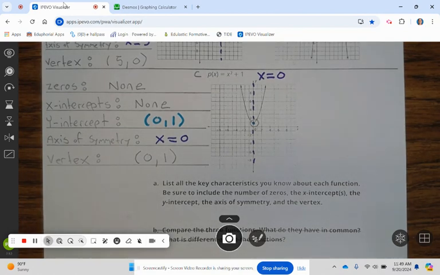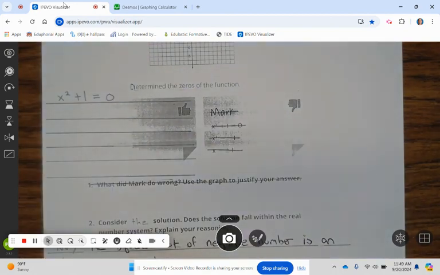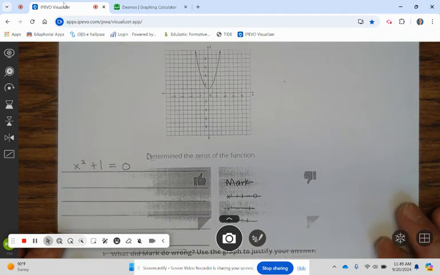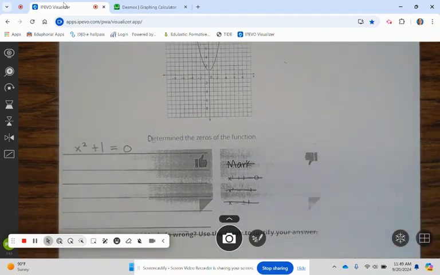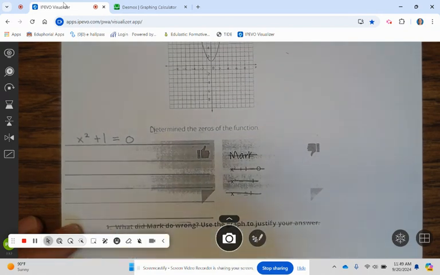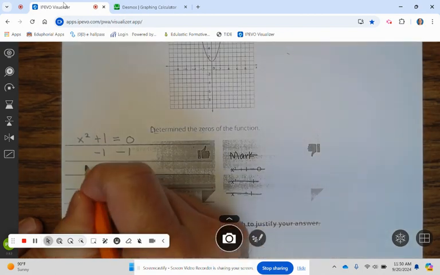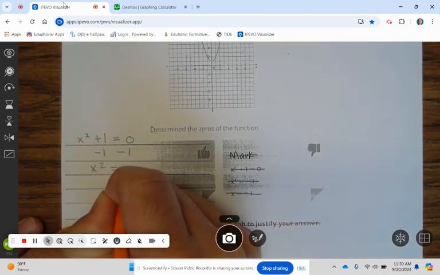All right, let's take a look at the next page. All right, activity 6.1, the number I. Consider the function p of x equals x squared plus 1 and its graph from the getting started. Okay, determine the zeros of the function. So to do that, we set the equation equal to 0 and solve for x. So we're going to subtract 1 from both sides. We get x squared equals -1.